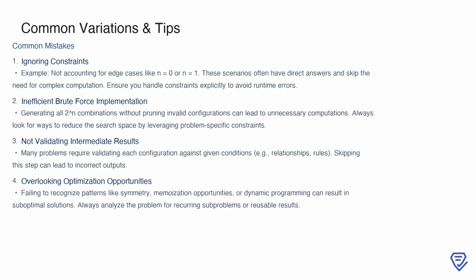Another mistake is failing to validate intermediate results. Many solutions require that each configuration satisfies the given conditions, such as specific relationships or rules. Skipping this step can lead to incorrect results. Lastly, always look for optimization opportunities. Identifying patterns like symmetry, using memoization, or applying dynamic programming can help you craft a much more efficient solution. By focusing on these aspects, you can avoid common pitfalls and improve the quality of your solution.